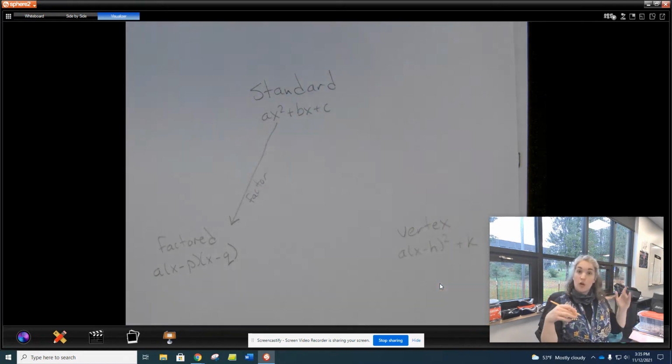That's where we have to do our chart, where we do our A times C, and then we look to figure out how they add to make B.